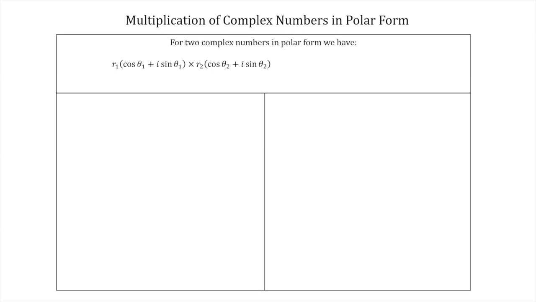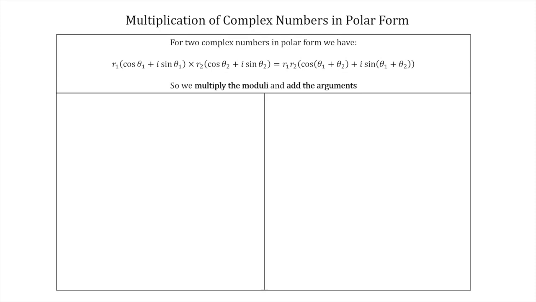Well, it equals r1 times r2. So you start by multiplying the moduli together, and that gives you the modulus of the answer. And then we times that by cos of theta 1 plus theta 2, plus i times sine of theta 1 plus theta 2. So what have we done? We multiply the moduli and we add the arguments.